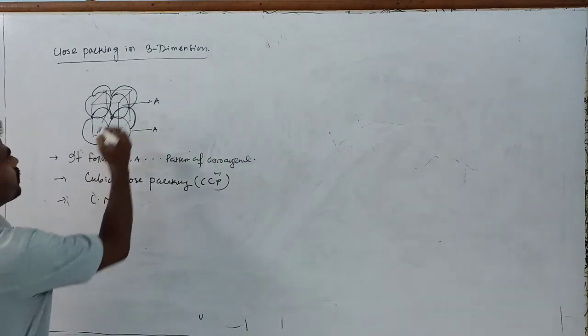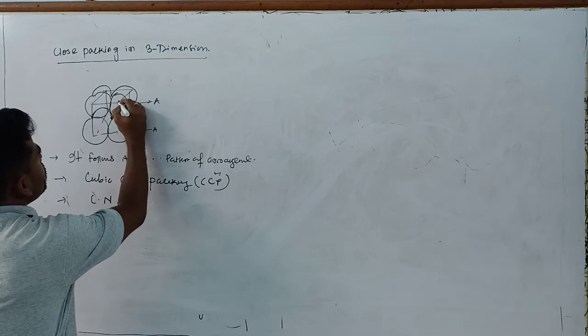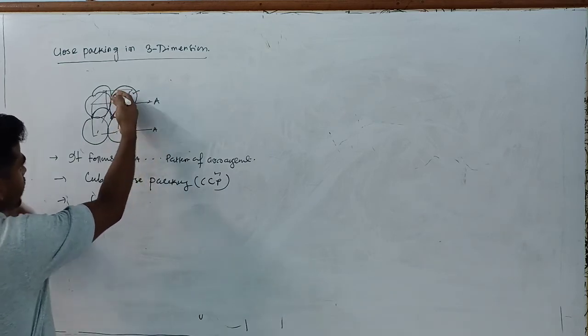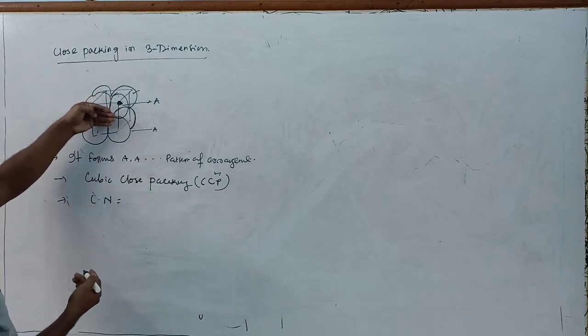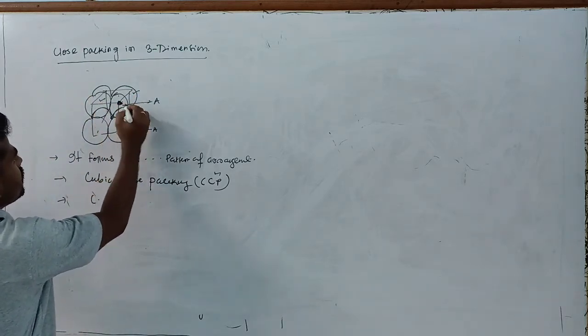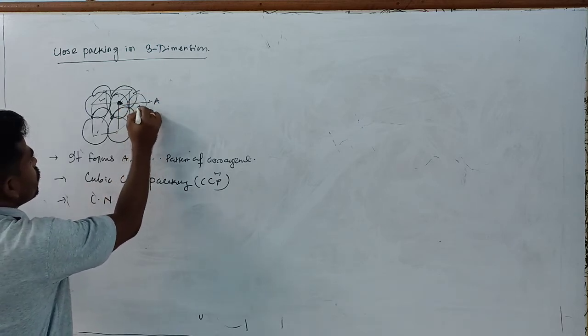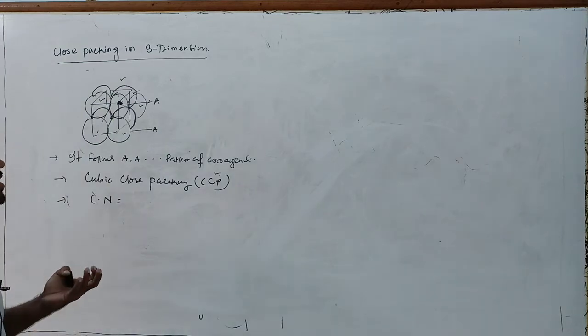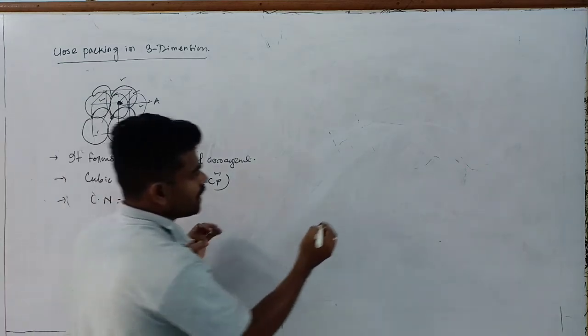If I target this sphere, particularly this sphere, you see this sphere is connected to this one and another sphere towards its front, another layer also there. So 1, 2, and this one is 3, and at this side also 4, and 1 below and above. So coordination number will be 6.